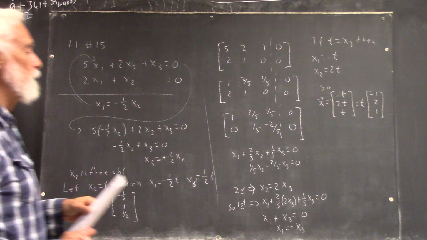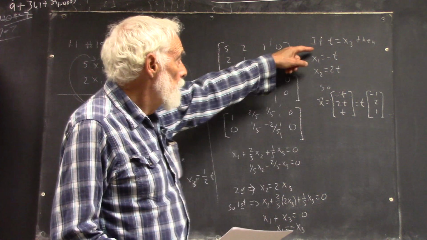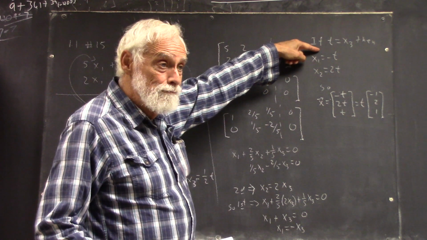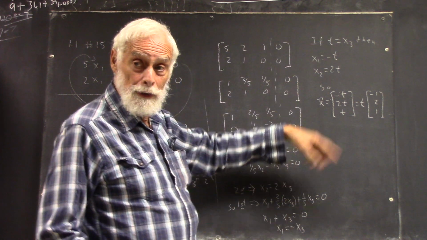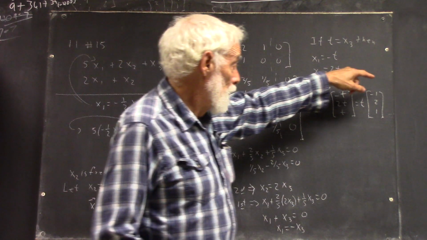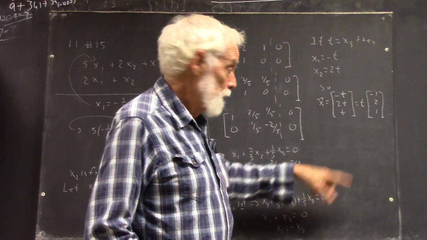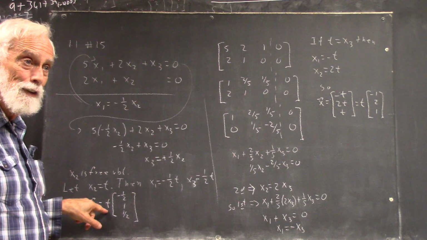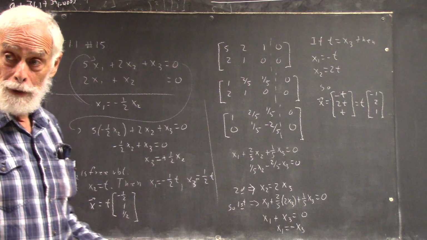And you could have used a different parameter over here, like maybe u, let u equal x3 and so forth, so you'd get u times negative 1, 2, 1, and you would see that this u is just half of what this t is. This t is double that u, okay?